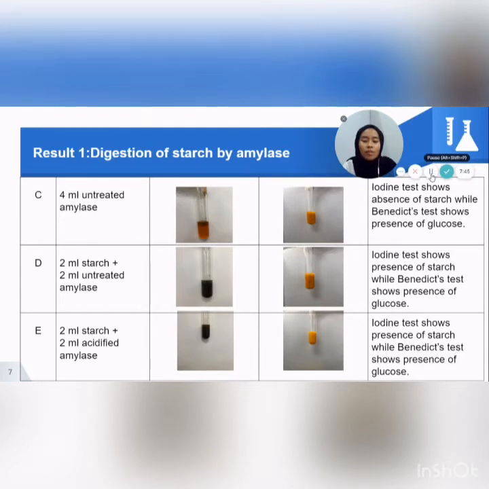For paired test tube E, the blue-black solutions are formed in iodine test, while the orange solutions are formed in Benedict test. Iodine test shows presence of starch, while Benedict test shows the presence of glucose.